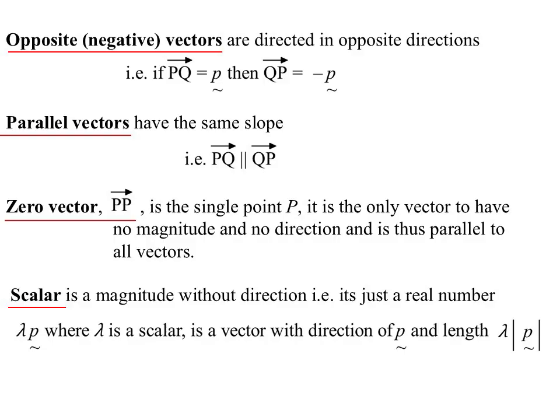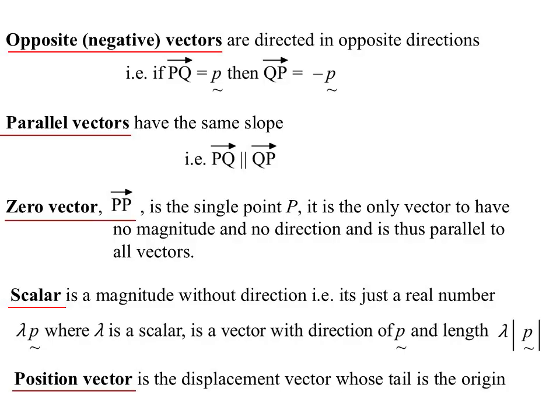That's quite important. So it would be in the same direction, because the scalar doesn't have direction, so it's not going to affect the direction, it's just going to affect the length of it. And it will end up being lambda times whatever the length of the vector P is. That'll be the final length.